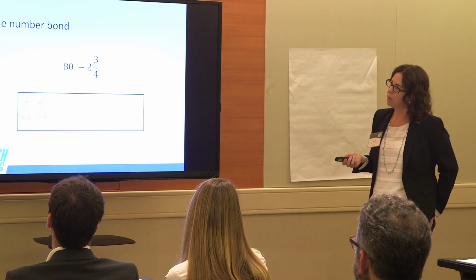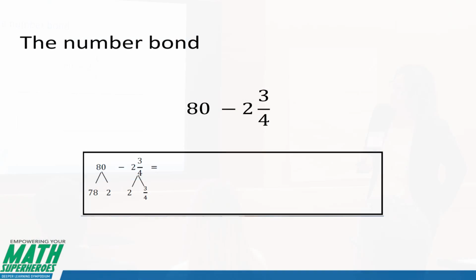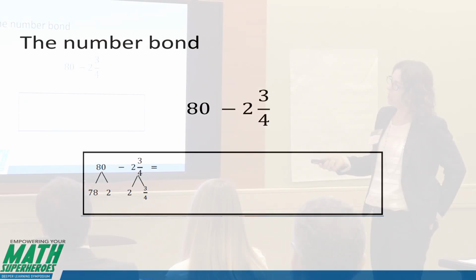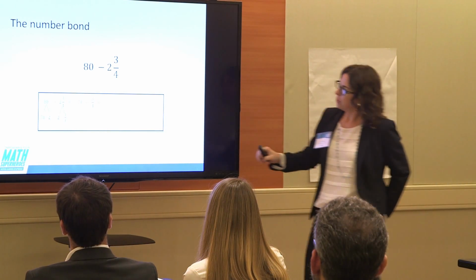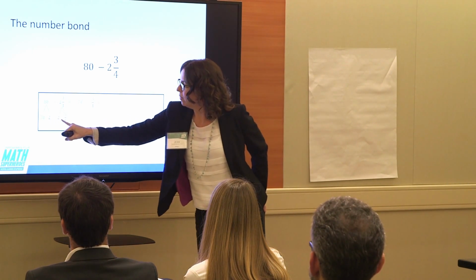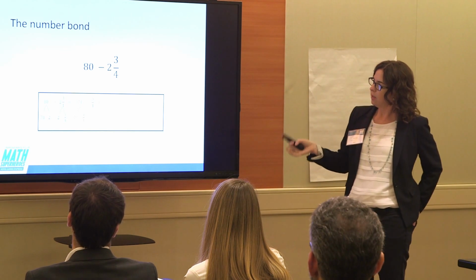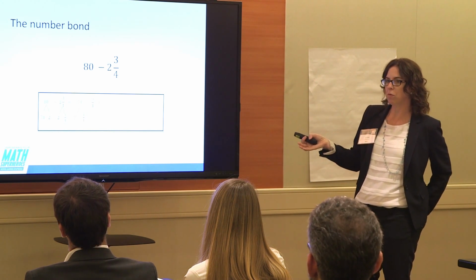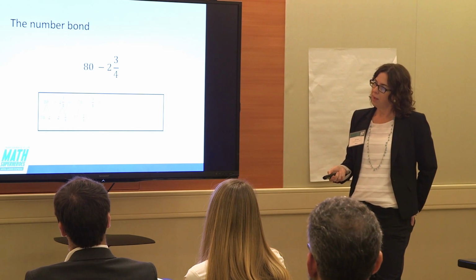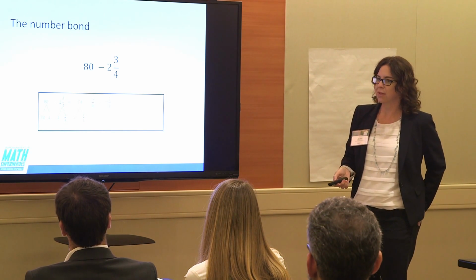So the second one I want to talk about, we can walk through this. If you didn't approach it that way to begin with, we can think about splitting up the 80 maybe into 78 and 2, and 2 and 3/4 into the 2 and the 3/4 part. And then in the next step of the problem, we can go ahead and subtract that 2 off. Then we can break up my 78 into 77 and 1, or 77 and 4/4, making that problem much more accessible.